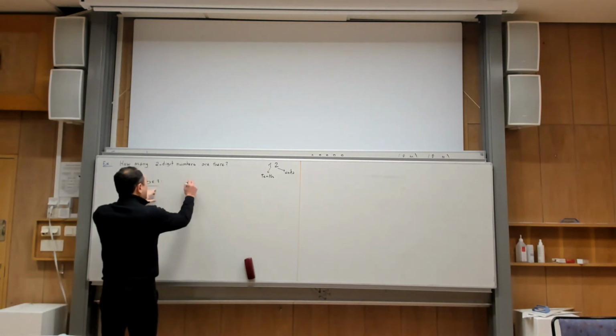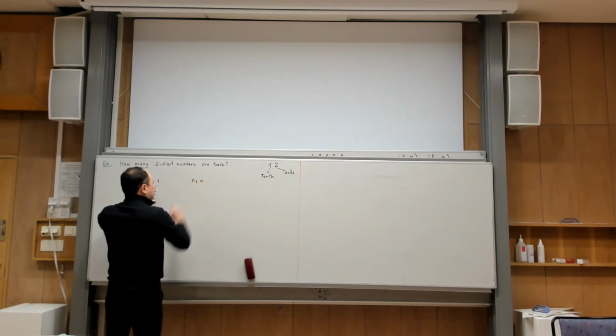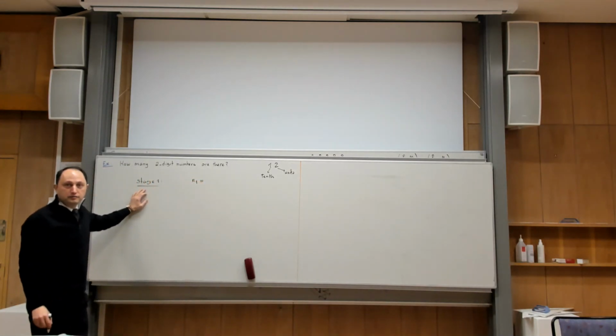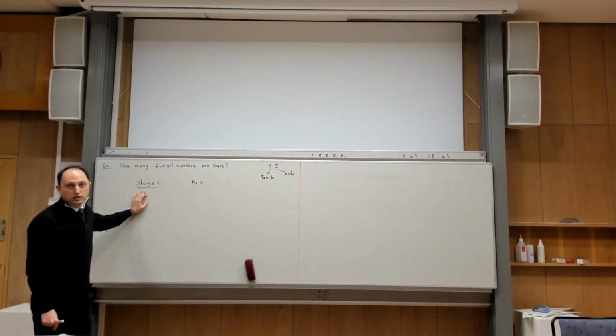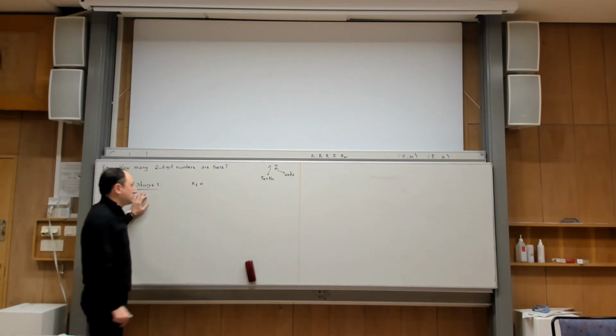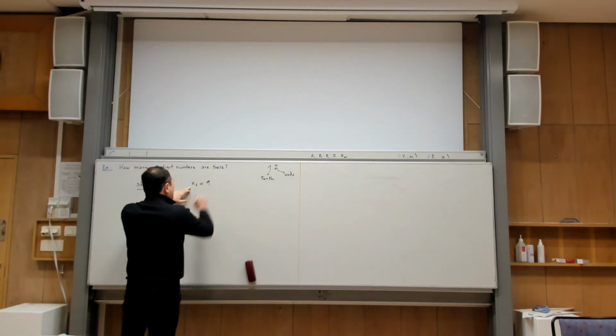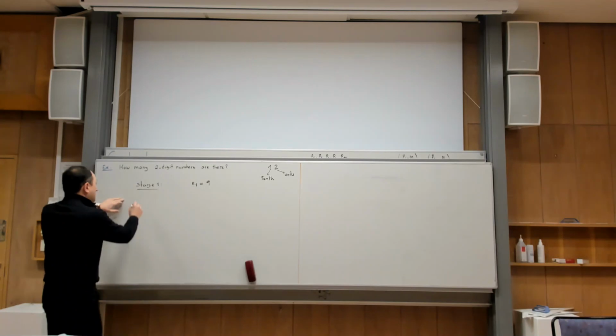How many options do I have for stage number 1? 9. I can choose all the digits except 0, because otherwise that would be a single-digit number, not a two-digit number. So I have 9 options available. Stage number 2.